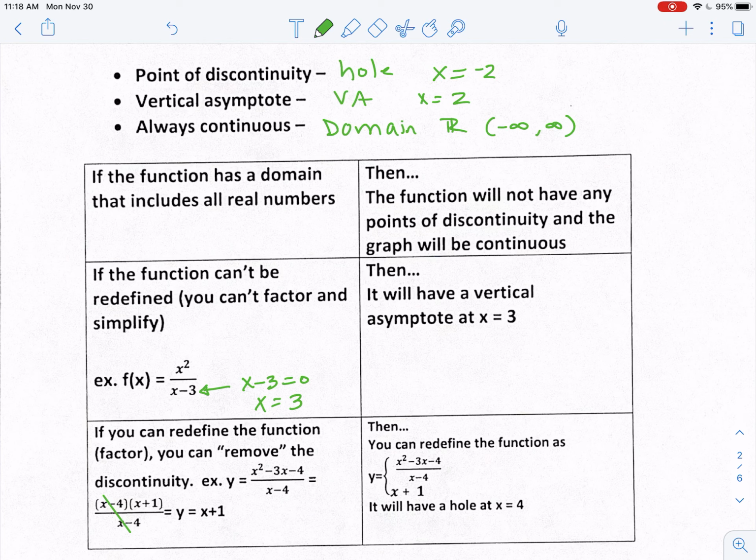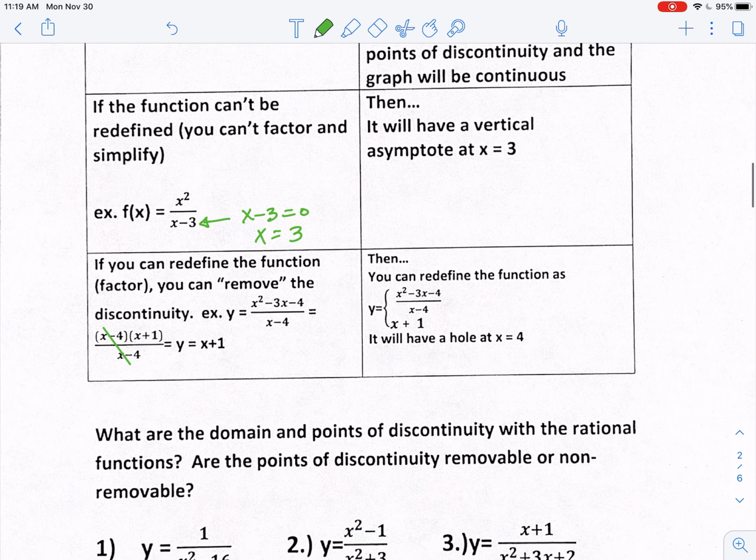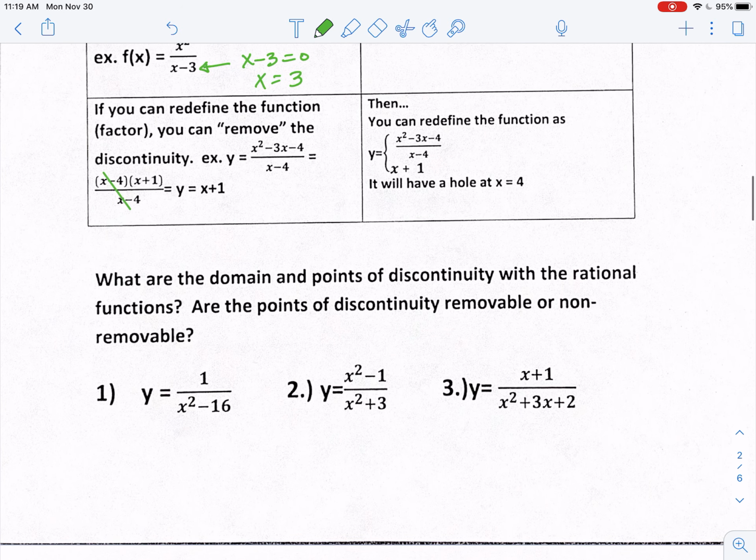So when we redefine the function, that means I'm going to have a hole at that point of discontinuity that I removed. So x minus 4 equals 0. Well, that means x equals 4. Okay, so let's take a look here. Let's do some practice problems.